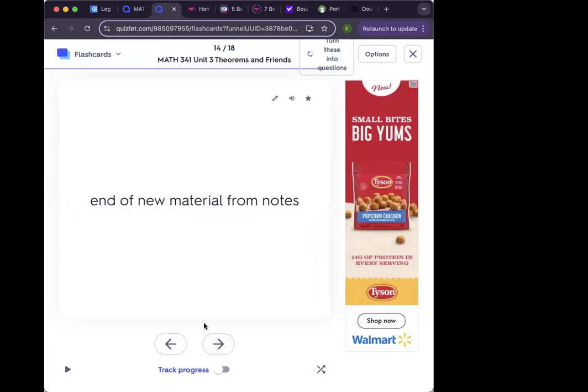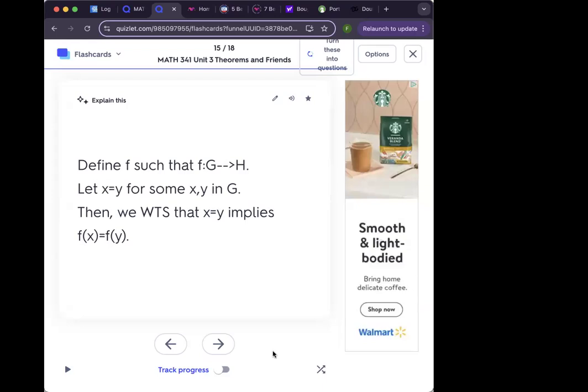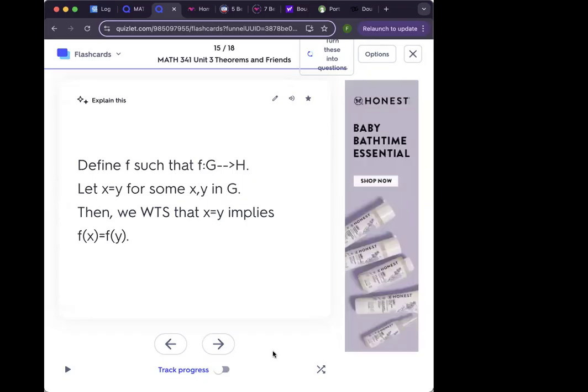That's the end of that new material from notes, but I also wanted to go back through what well-definedness, homomorphism, all that stuff meant, since I didn't write out some of these in the last deck. So well-defined. We define our f and our mapping such that f maps G to H. For well-definedness, we let x equal y for some x, y in G. Then we want to show that x equals y implies that f of x equals f of y. So not just that f of x equals f of y, we want to show that that's literally because x equals y.